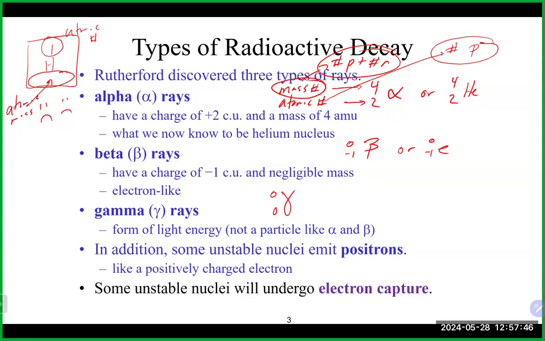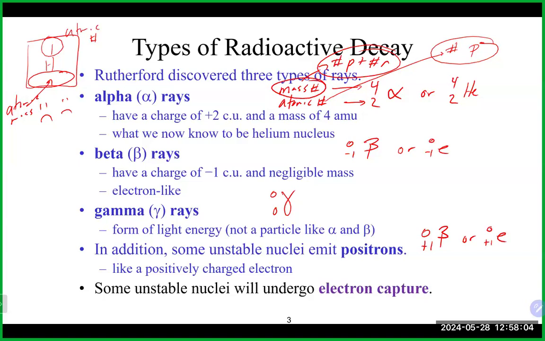Sometimes it will emit a positron, which is an electron with a better attitude. Thank you very much for not laughing. There you go. It uses the same symbols as a beta particle. So those are the symbols that we use there.